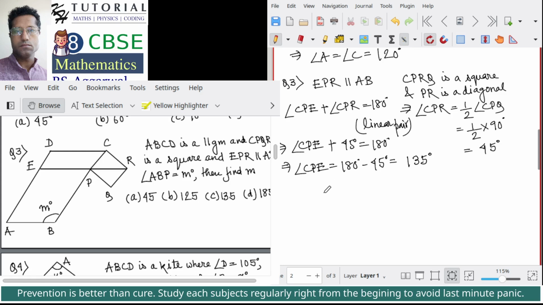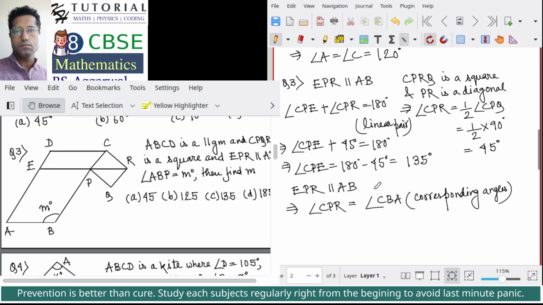Now it is given that EPR is parallel to AB. This implies angle CPR should be equal to angle CBA as they are corresponding angles. EPR is parallel to AB, and BPC is a transversal. Then we must have angle CPR and angle CBA as corresponding angles.